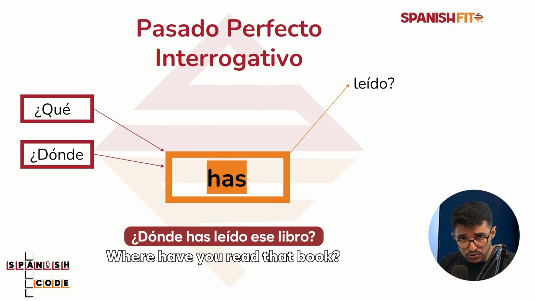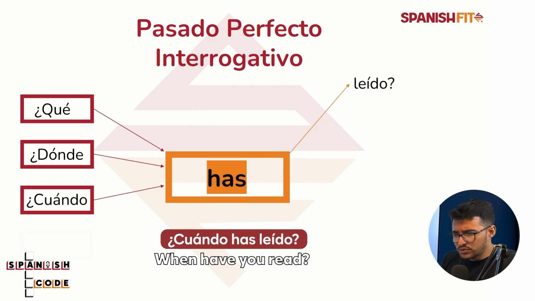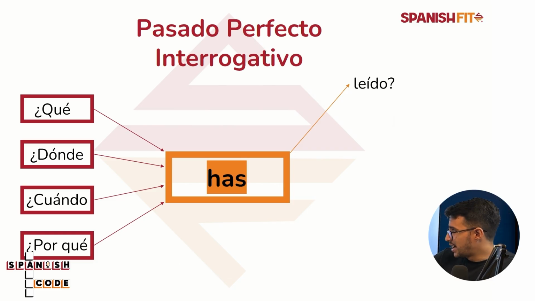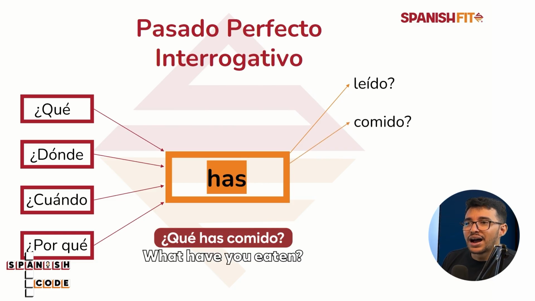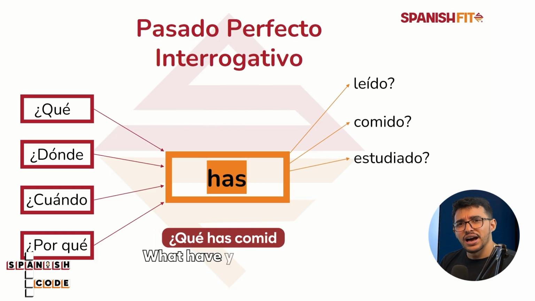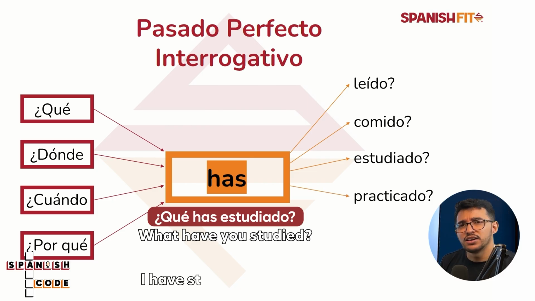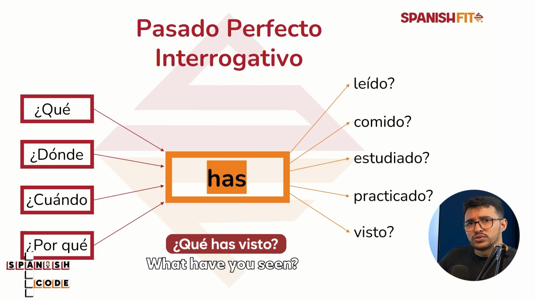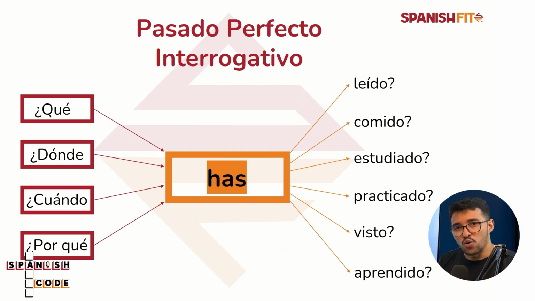¿Dónde has leído ese libro? Where have you read that book? ¿Cuándo has leído? ¿Por qué has leído ese libro? Right? And then you can change the verb, the past participle. ¿Qué has comido? What have you eaten? ¿Qué has estudiado? What have you studied? He estudiado español, right? ¿Qué has practicado? ¿Qué has visto? ¿Qué has aprendido hoy?